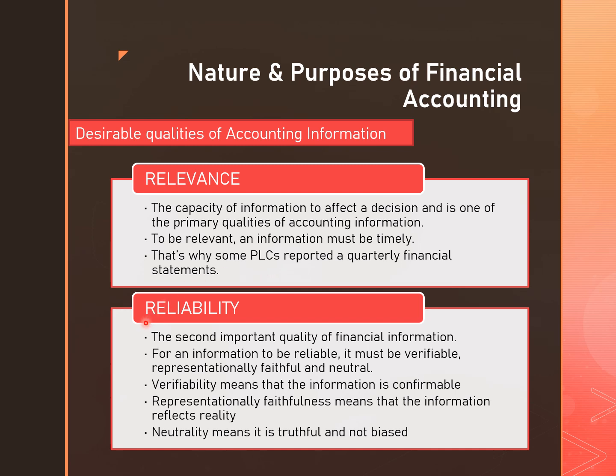Next is reliability. This is the second important quality. Maksudnya selepas relevant, that is going to be reliability, the second important quality of financial information. For information to be reliable, it must be verifiable, representationally faithful, and also neutral. So dia ada tiga elements for information to be reliable. Verifiability means the information boleh dikonfirmkan, it is confirmable. Representational faithfulness means that the information reflects the reality, and neutrality means it is truthful and not biased.